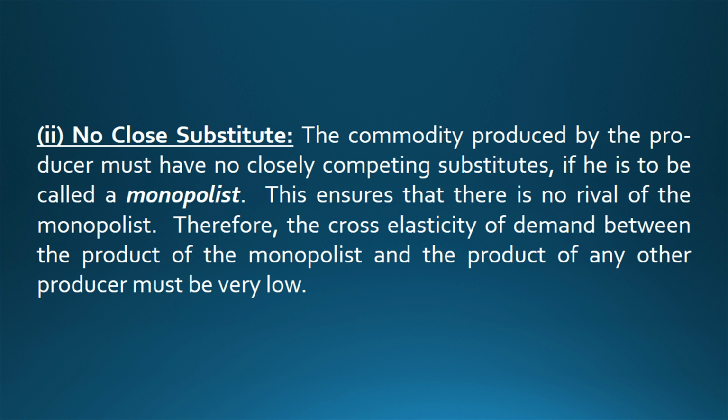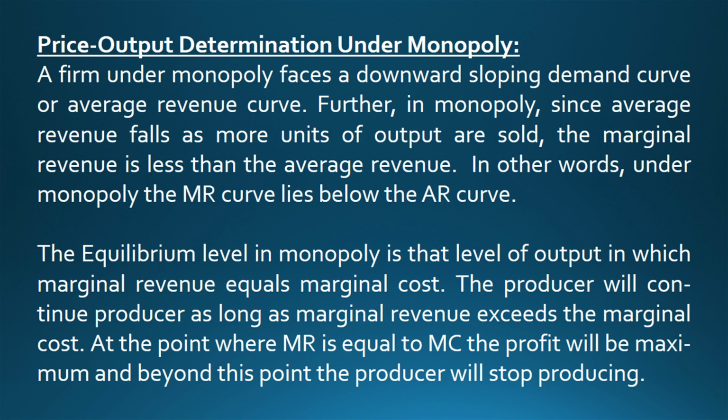2. No close substitute. The commodity produced by the producer must have no closely competing substitutes, if he is to be called a monopolist. This ensures that there is no rival of the monopolist. Therefore, the cross-elasticity of demand between the product of the monopolist and the product of any other producer must be very low. Price output determination under monopoly.